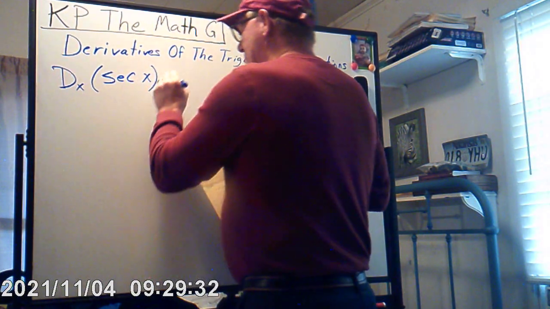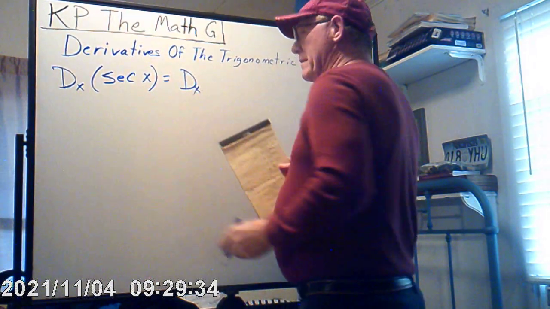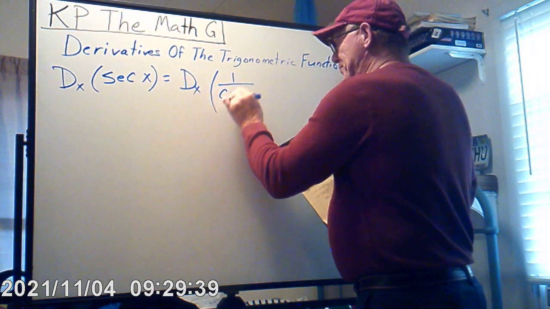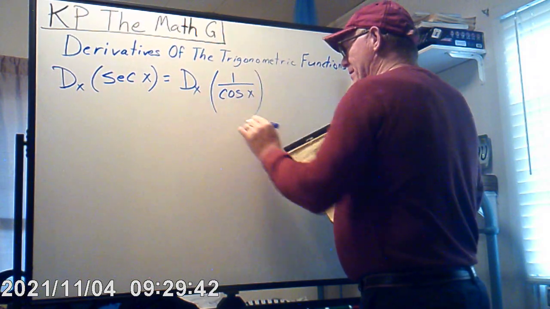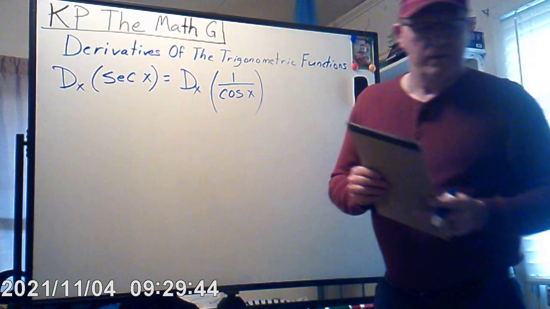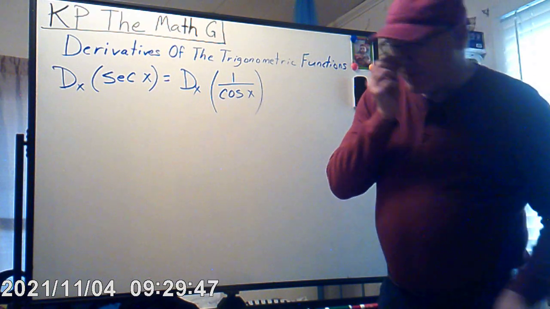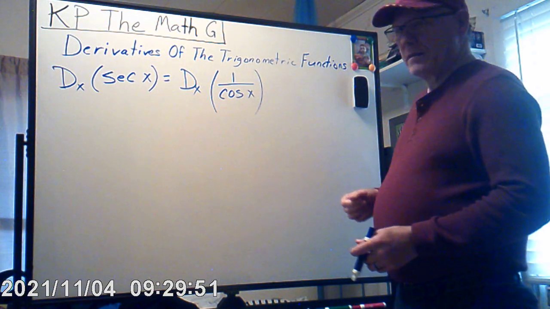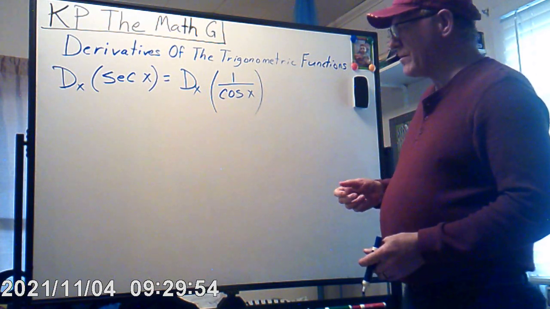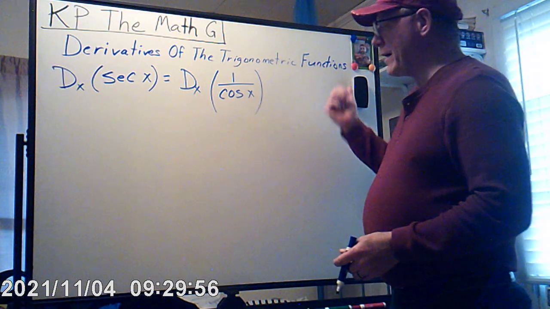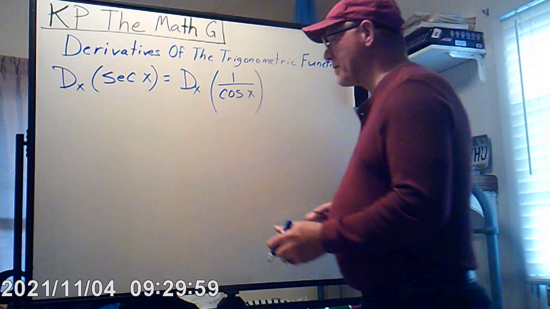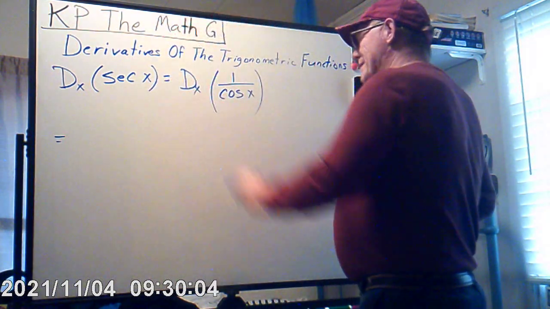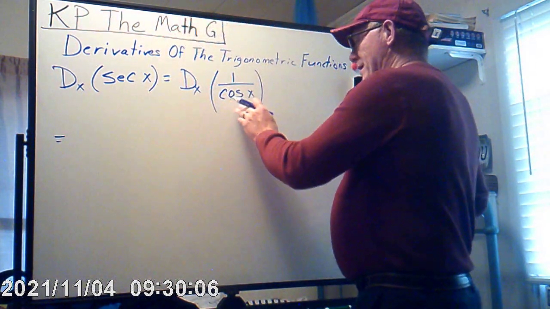secant of x. Now remember, there is an identity to secant. It is 1 over cosine. And once again, we're going to apply the quotient rule of the derivatives. So let's do it. Low d high, and so on, minus high d low over low squared. Here we go. Let's do it. So equals, no dx like I did last time. All right, low.